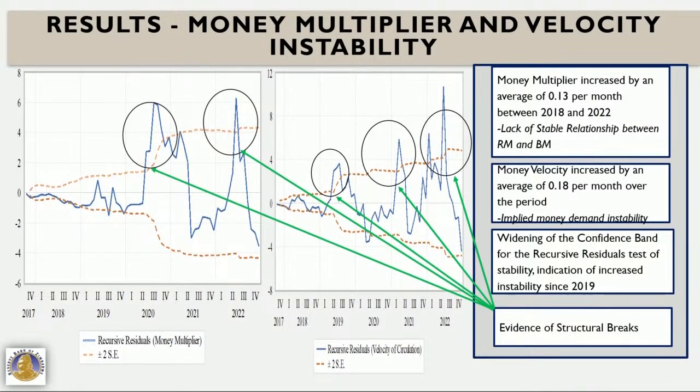These are the recursive residuals of the money multiplier and the velocity of money, and they showed that at some point it was stable, but we started to notice some instability prior, as you can see in the period 2020-2021. I would not dwell much on this because I might lose some of the audience, but there were some bands that were introduced and some shocks to see how the money multiplier and velocity would behave.